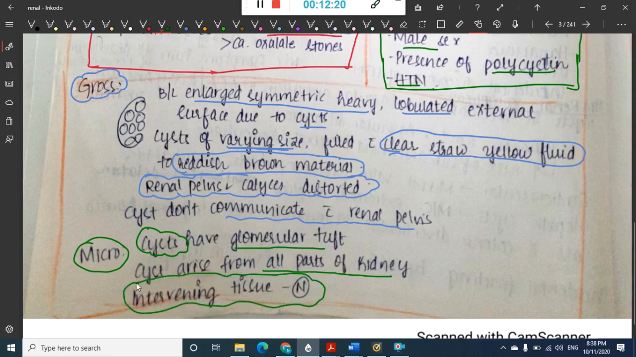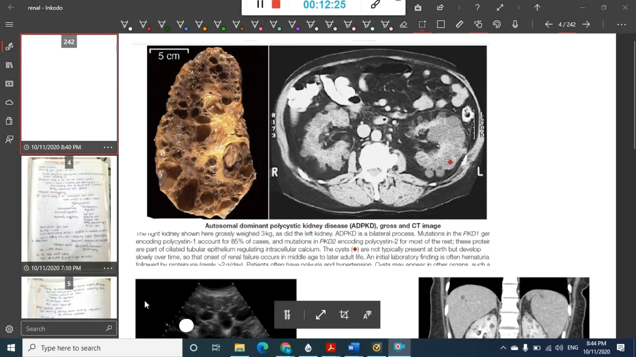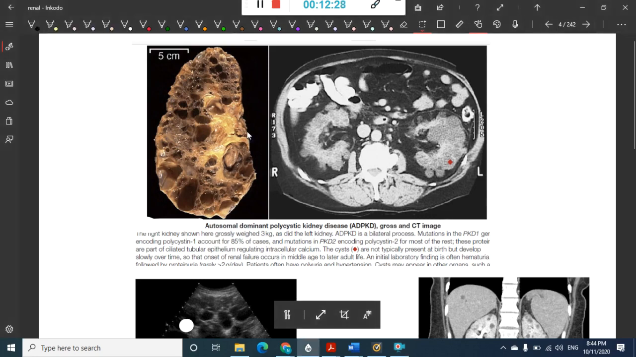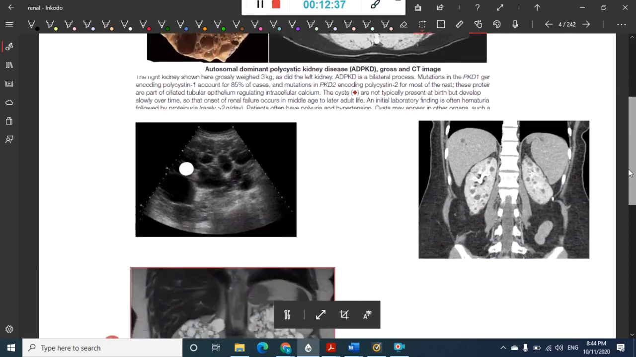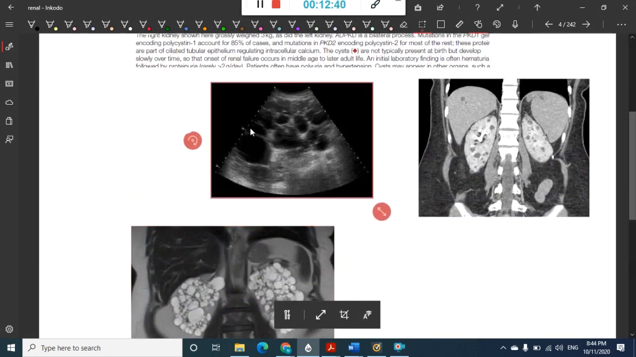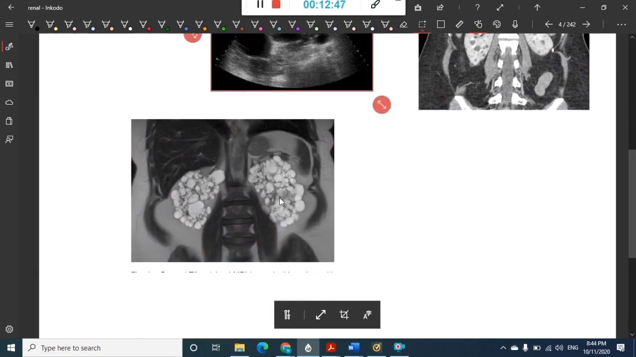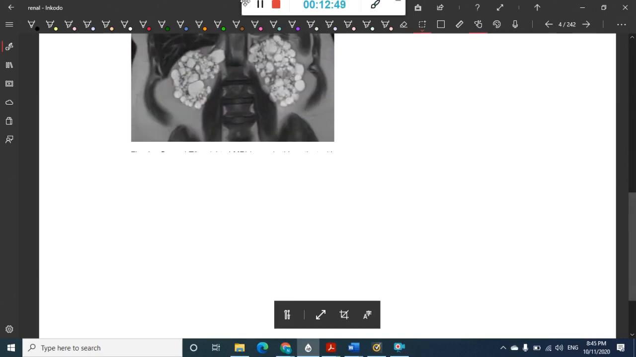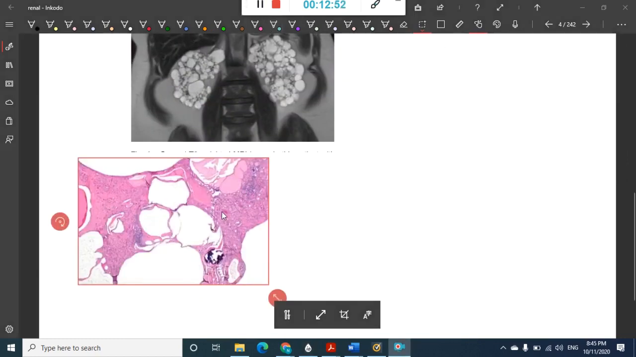So let me show you the pictures. So these are the pictures which you see. This is the picture of autosomal dominant polycystic kidney disease, where you see many cysts in the kidney. Similarly, this is the ultrasound picture of polycystic kidney disease. This is the Swiss cheese pattern which you see in polycystic kidney disease. Similarly, this one. And this is the histological picture showing the many cysts in the kidney.